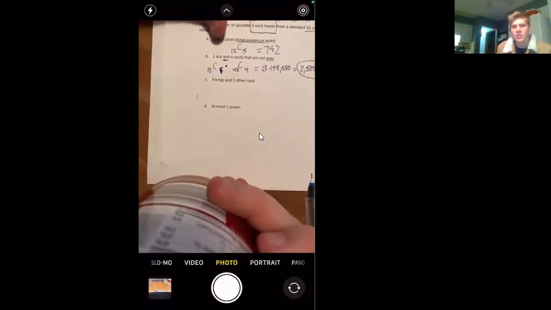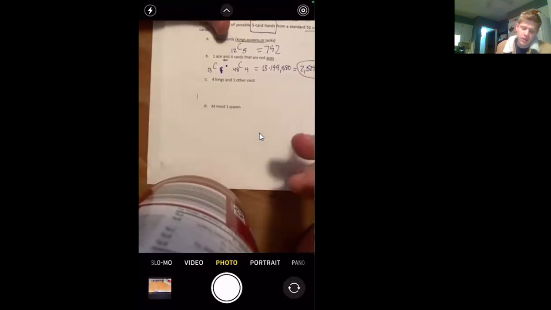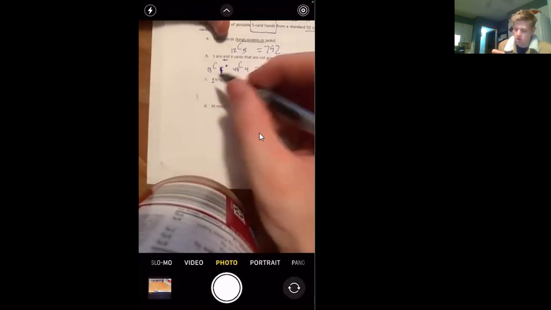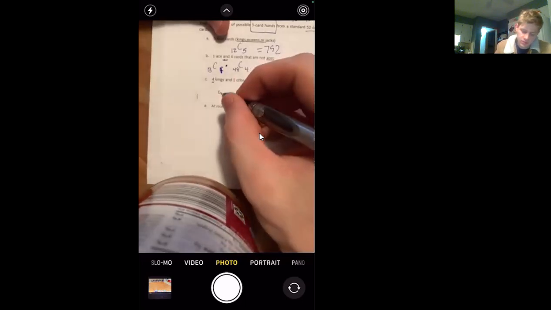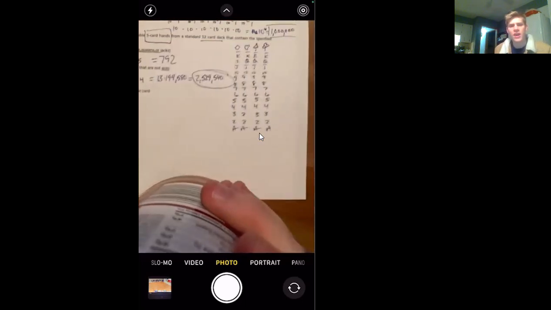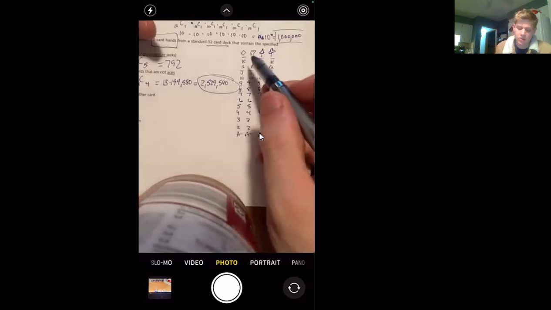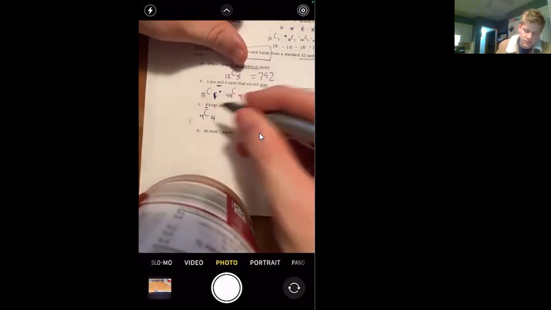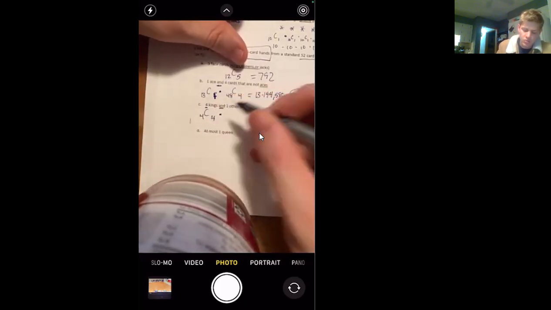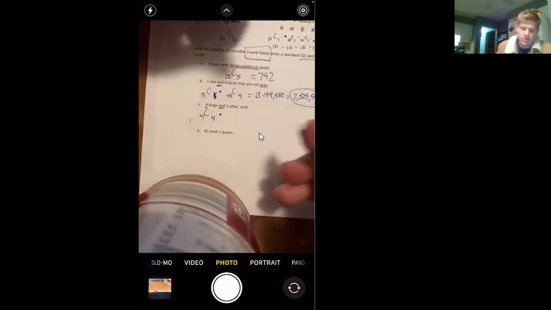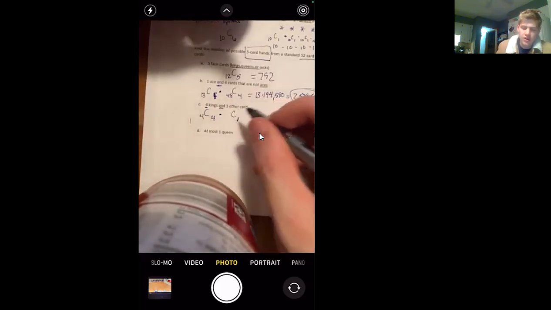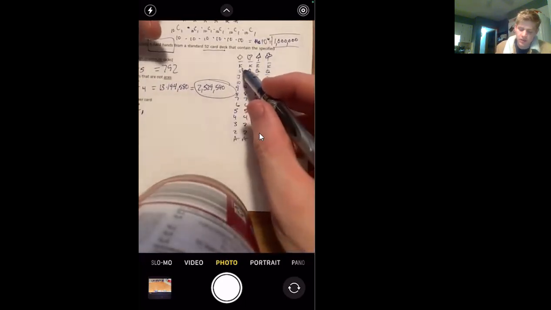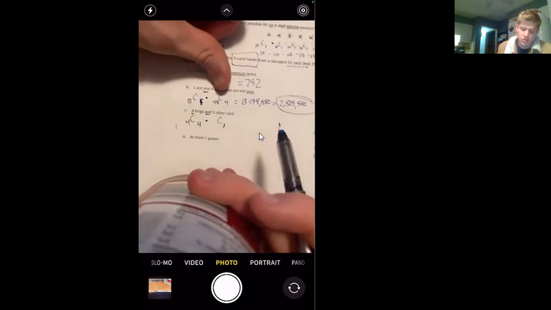All right, 4 kings and 1 other card. So if we are selecting 4 kings, that means we have 4 cards we are choosing with. And now you think to yourself, in total, how many kings are there? Well, I see 1, 2, 3, 4. And so we're going to multiply, and 1 other card. So we're selecting 1 card, and now what's our total? We don't have any kings left, so we have 52 minus 4, which is 48.